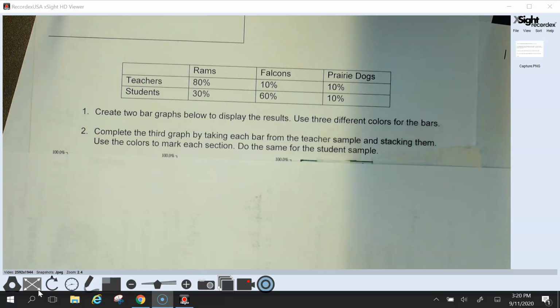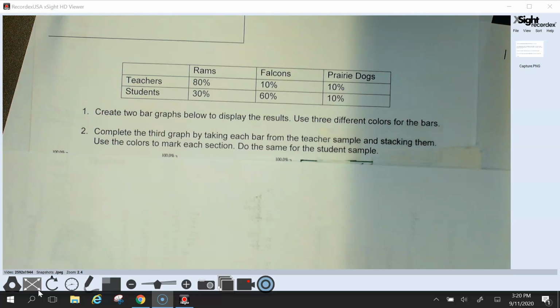The first thing I'd like you to do is take this data and create two bar charts below to display the results. If you can color it, that'd be great. If not, display them differently. Now in the third graph, I'd like you to create two segmented bar charts. So again, you're going to stack those. Go ahead and pause the video and do this.